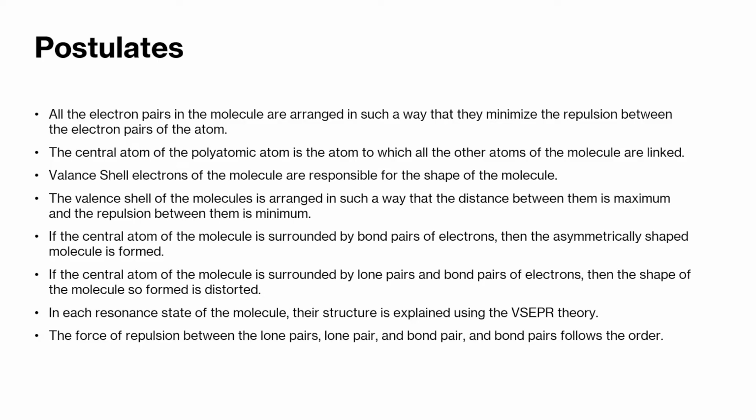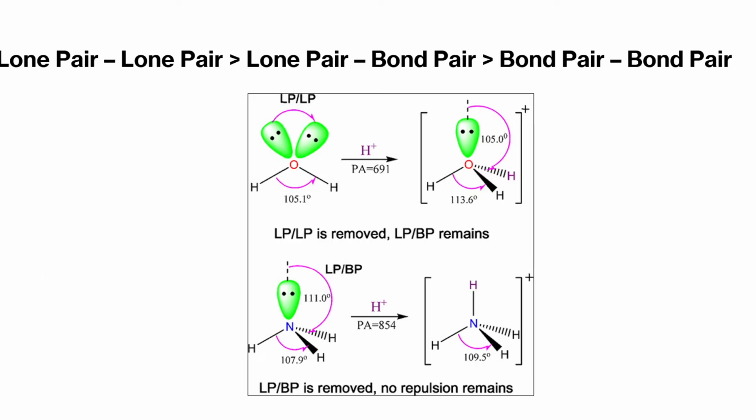Then in each resonance state of the molecule, we're going to be experiencing resonance states and stuff like that a little bit sooner than expected. All right, but it's really used for unit 2, right? And then the force of repulsion between the lone pairs and bonded pairs follows that order, right? Now, this is a lot of information, right? It's there to read, but I'm just going to guide you through it now, right? This is the order in which the repulsion follows, right?